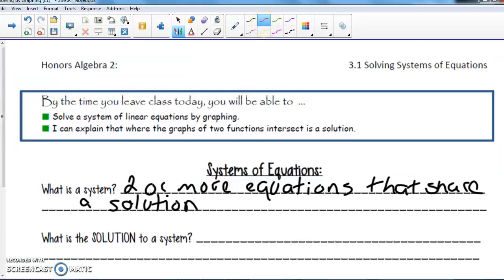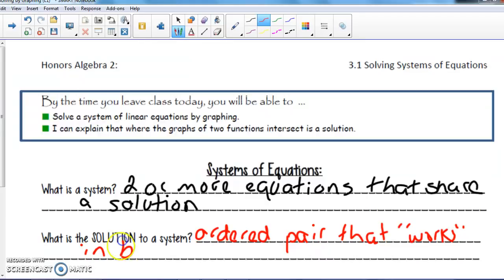A solution is, for our two equation system, an ordered pair that works in both equations. What I mean by that is that it is an ordered pair that makes both equations a true statement. Now, when I increase to three equation systems, it will be an ordered triple instead of an ordered pair, but we'll cross that bridge when we get there.